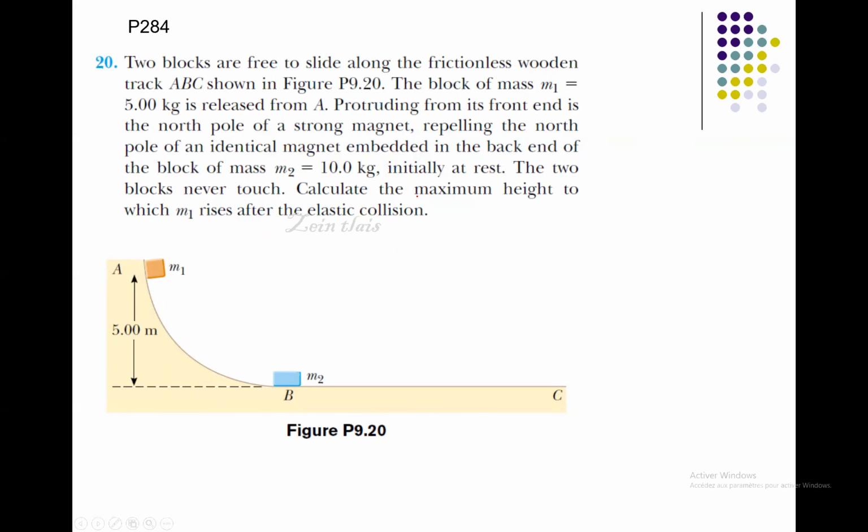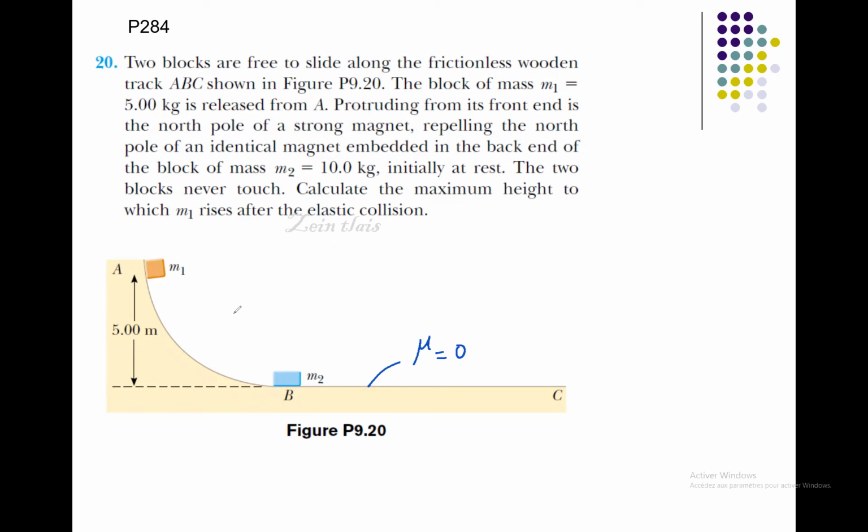Problem 20, page 284. Here we have two blocks, M1 and M2, free to slide along the frictionless wooden track ABC. So between A and C, we don't have friction, mu equals 0. So we can say directly we have a conservation of mechanical energy.